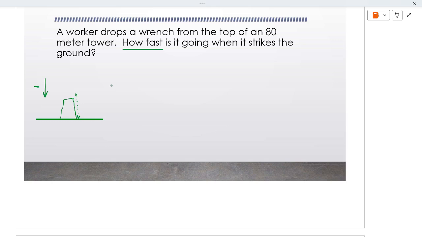Let's write our givens. 80-meter tall tower. That is going to be the displacement since the wrench falls from the top to the bottom. Since it finishes 80 meters below where it started, that is actually going to be a displacement of negative 80 meters because it occurs downwards.